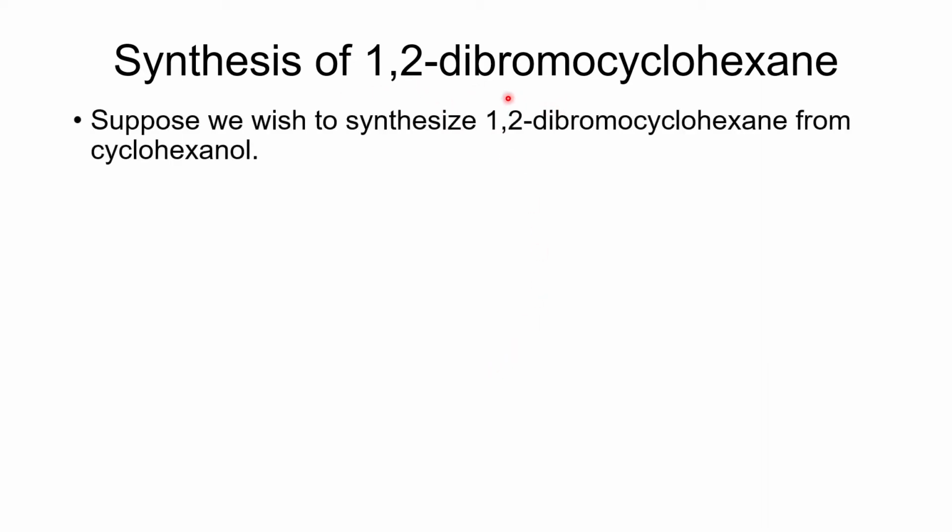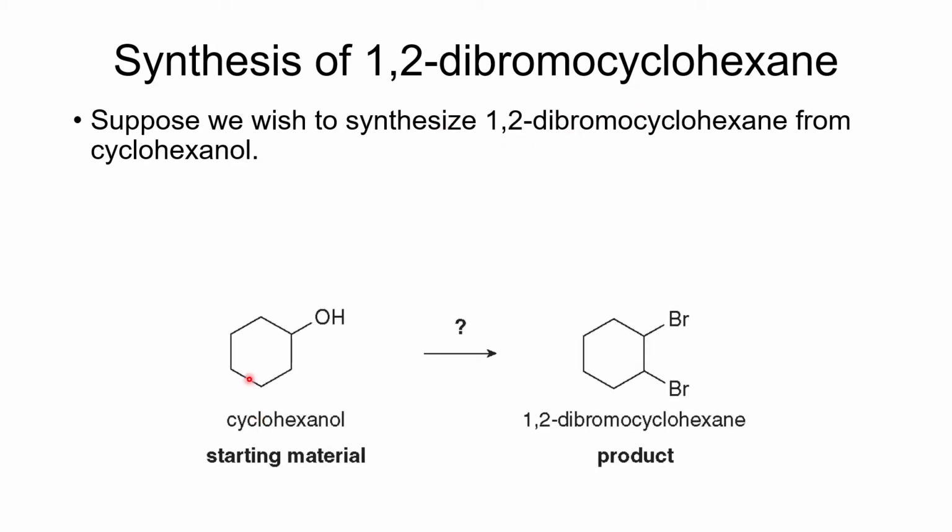So let's look at an example of thinking retrosynthetically. We want to synthesize the compound 1,2-dibromocyclohexane, but we want as our starting material cyclohexanol. All right, well, if you think about it, there is no reagent that I know of that will directly convert cyclohexanol into 1,2-dibromocyclohexane all in one reaction. However, if you break it down into 2 or 3 reactions, there are many pathways to get from cyclohexanol to 1,2-dibromocyclohexane.